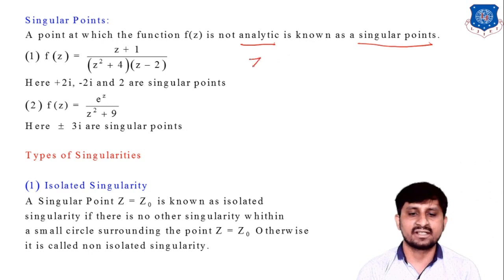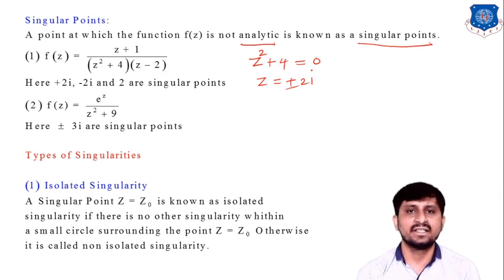Now the denominator becomes 0 at plus or minus 2i, because when we take z square plus 4 equal to 0, the value of z is plus or minus 2i. And if z minus 2 is equal to 0, then clearly the value of z is equal to 2, right? So plus 2i, minus 2i and 2 are singular points.